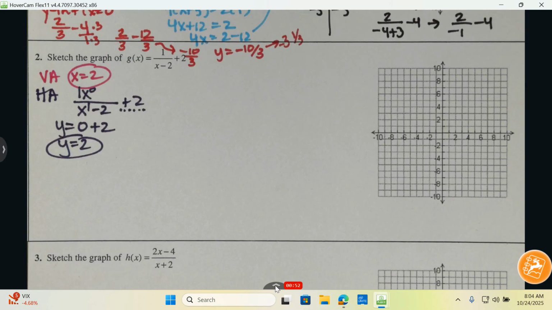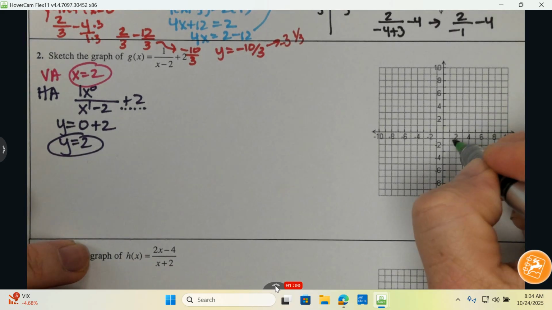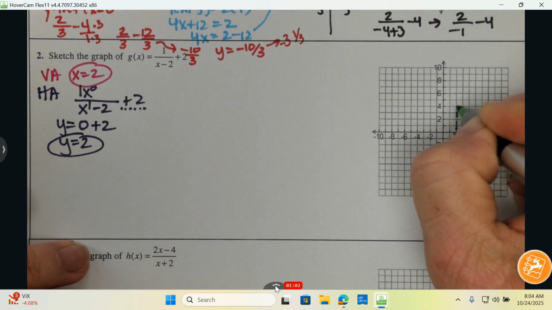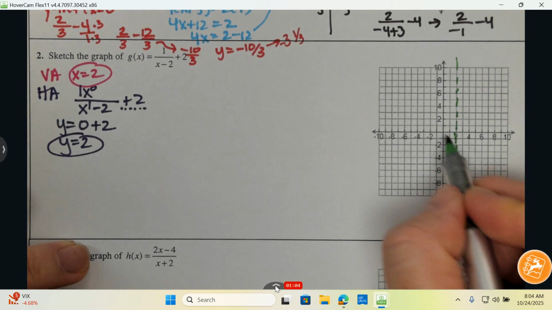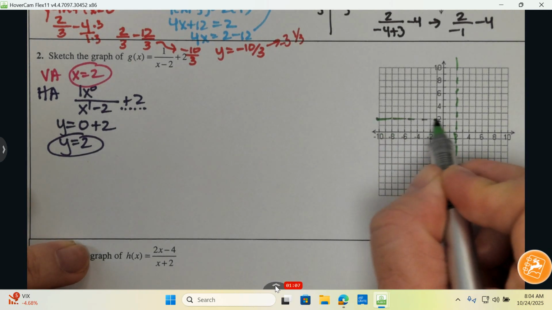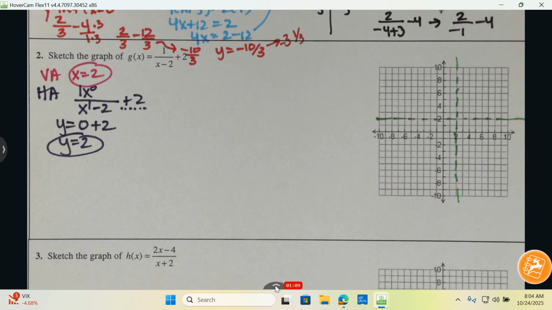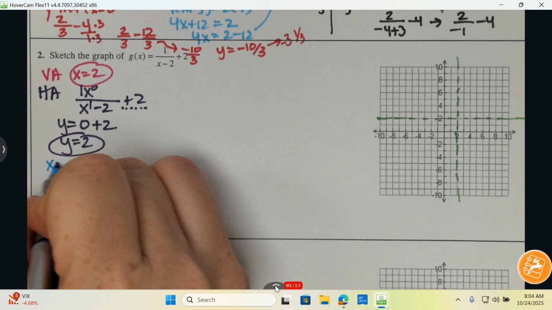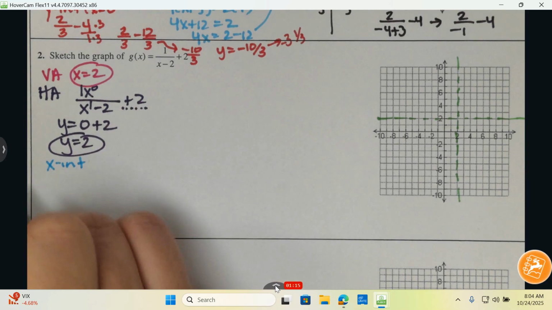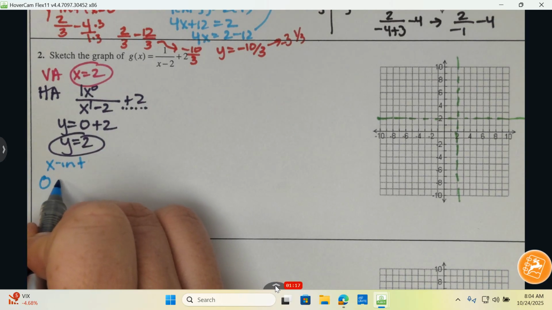All right, next let's identify the x-intercept. Before I do anything, I'm just going to graph those. So I'm going to go to x equals 2 for the vertical, and y equals 2 for the horizontal. Okay, I can see I have 4 different regions, and now let's identify that x-intercept. When I identify the x-intercept, remember y is always 0. So I'm going to replace g of x with 0.